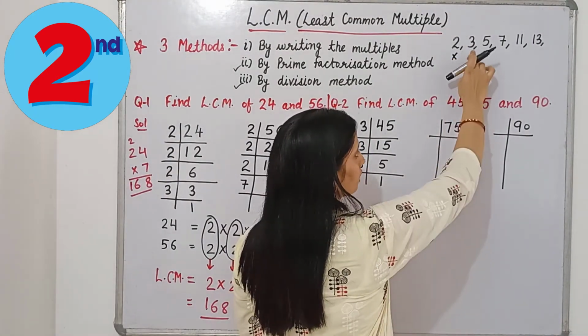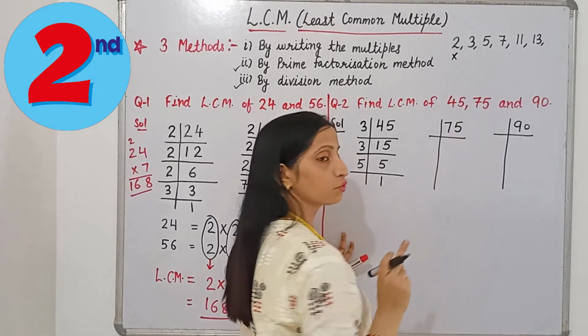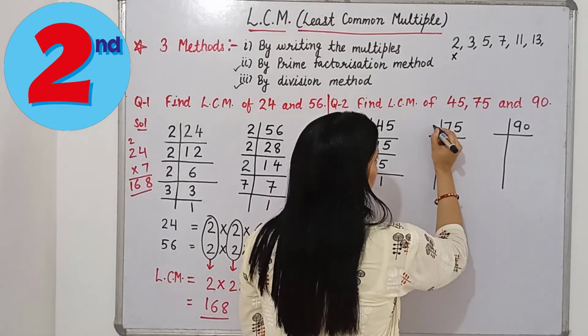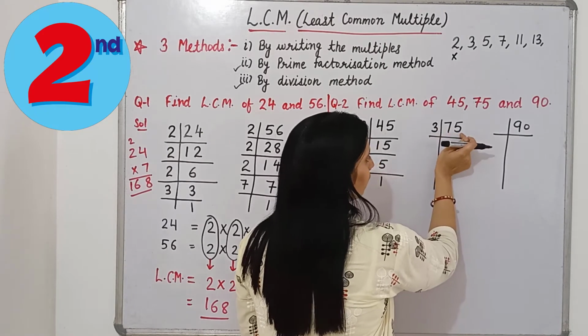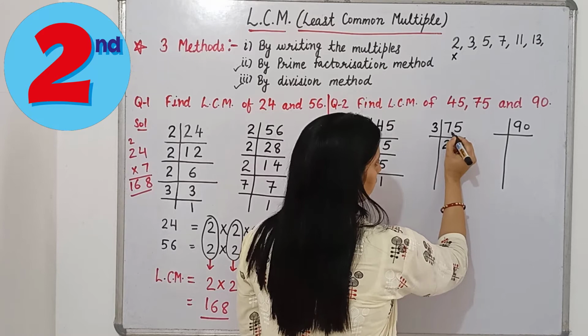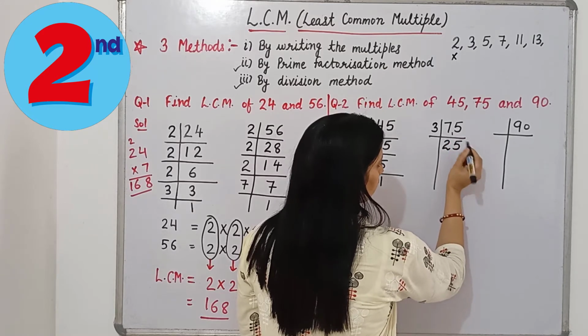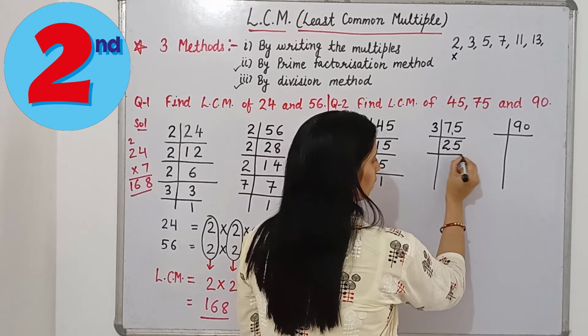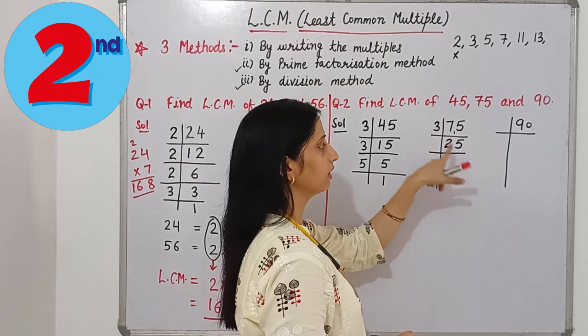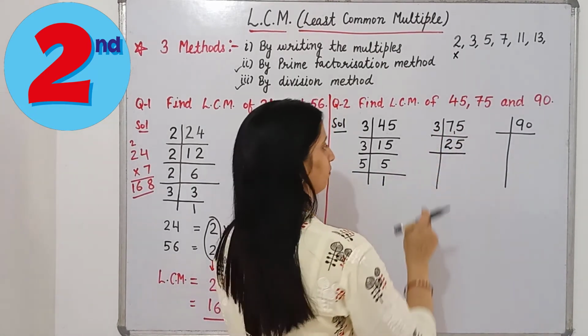So we will check the divisibility by 3. 7 plus 5 is 12, so the number will be divisible by 3. So divide it by 3. We will divide 75 by 3. 3 twos are 6, and 1 is left. 3 fives are 15. So when we divide 75 by 3, we get quotient 25.